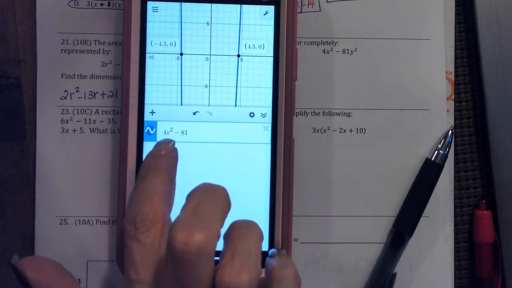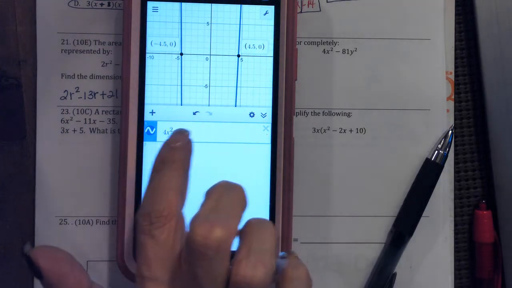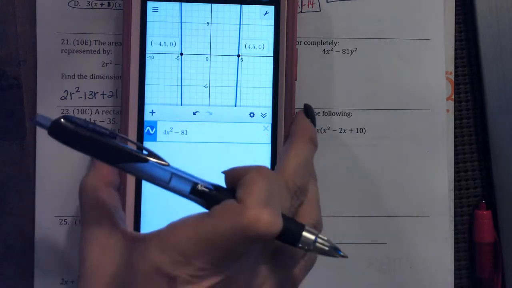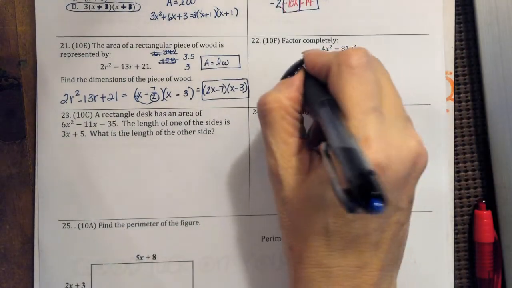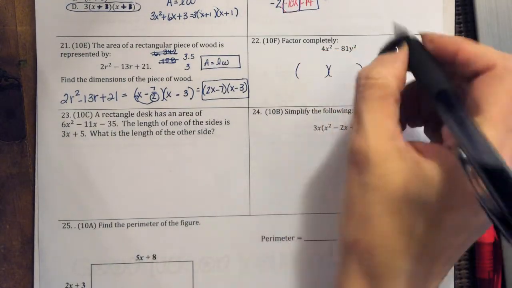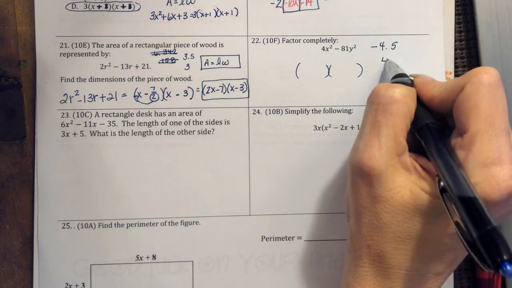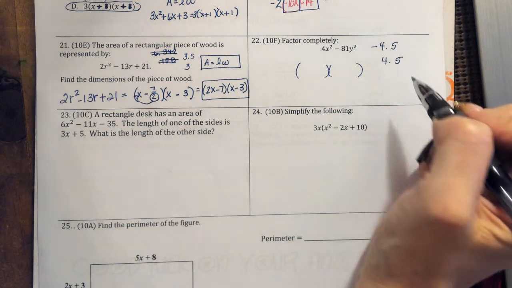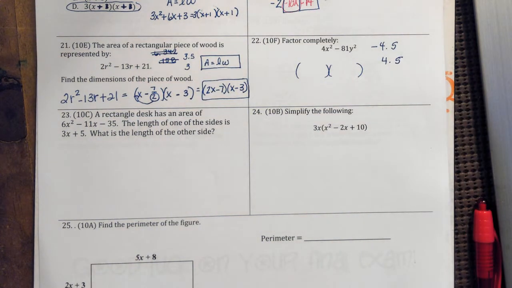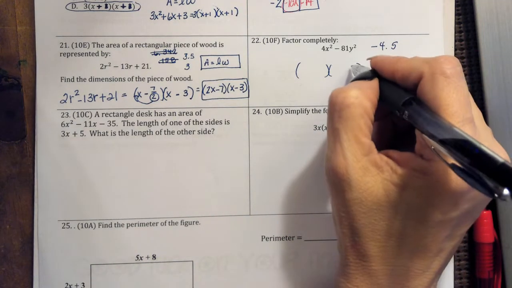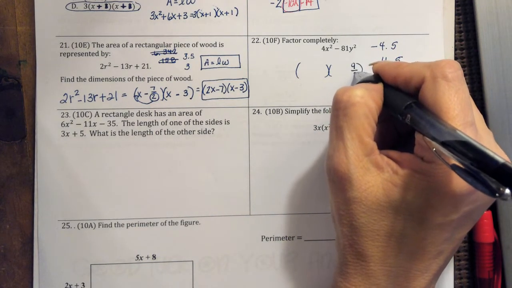X squared minus 81. These are perfect squares, aren't they? This is actually the difference of perfect squares. All right, so here's what I'm going to do. I know if I'm factoring, they're going to look like this. My zeros are at negative 4.5 and 4.5. Okay? 4.5 is what as a fraction?